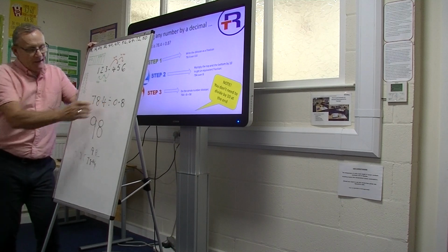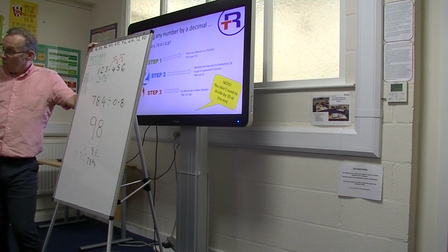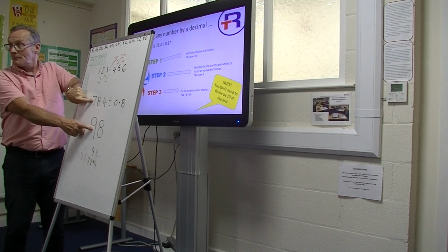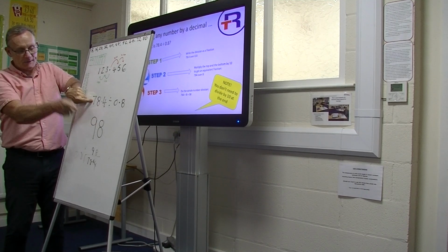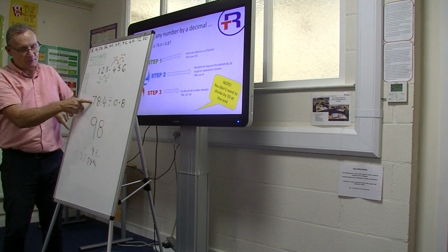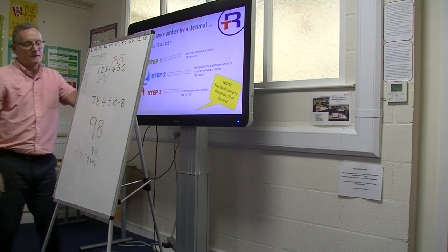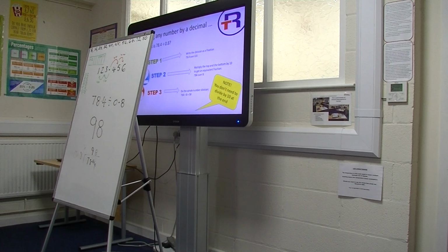If you're dividing anything by a number that is less than 1, your answer will always be bigger, which it is. Remember, the other answer was 75. This answer's 98, which is bigger than that, because that's not even a full one. We've divided it by a portion, by a part. Does that make sense? Yeah?